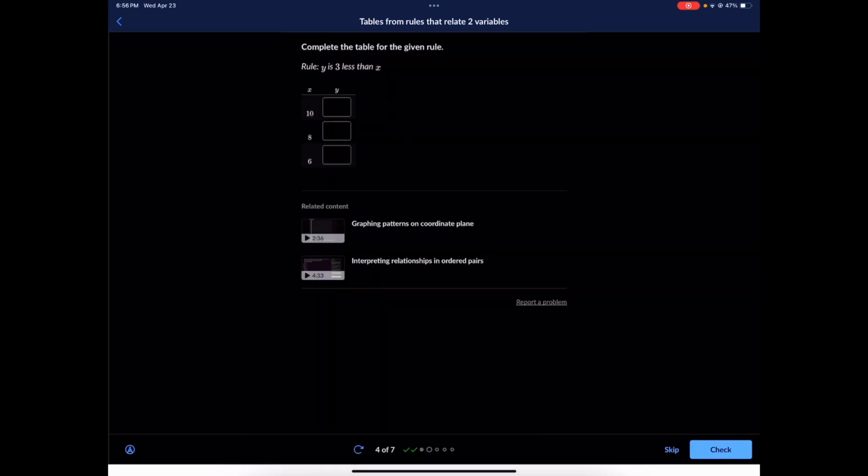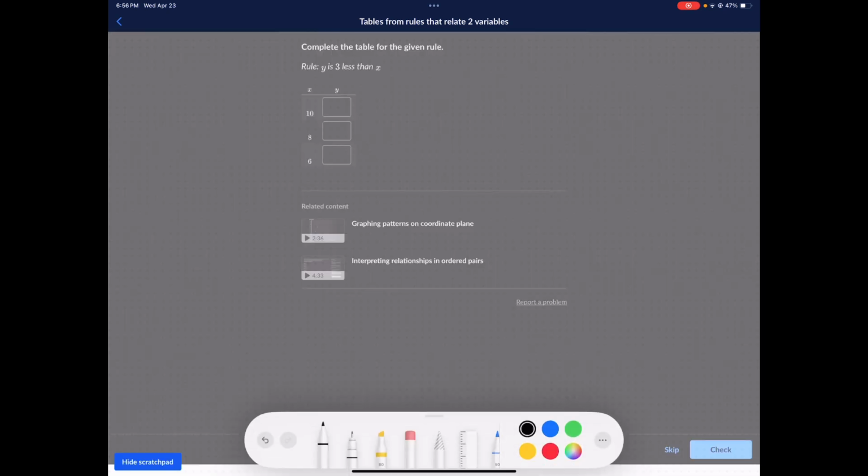Okay, next problem. Complete the table for the given rule. y is 3 less than x. So here we have y. 3 less than x basically means that we're subtracting 3 to get x.